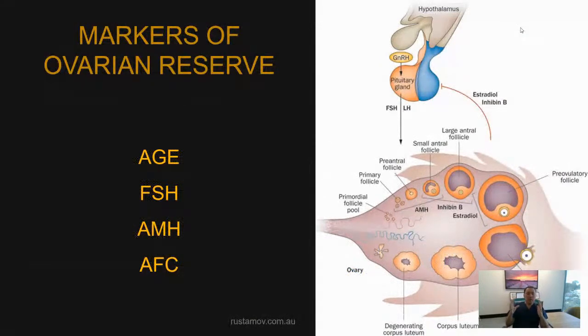So these 4 markers of ovarian reserve are extremely important to formulate the IVF treatment protocol. This is why we assess them in each and every patient, and accordingly we individualize the IVF treatment protocol for each patient.